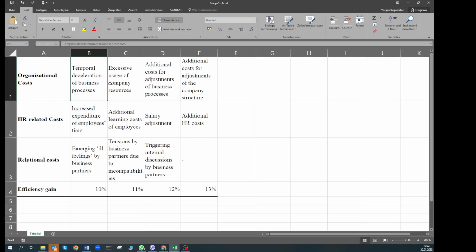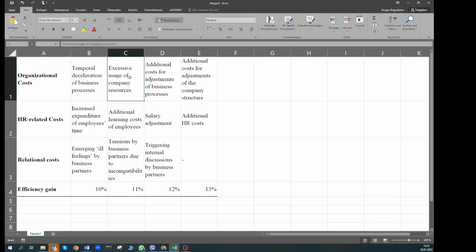So for example, if I find something significant for this item, excessive usage of company resources, it means that it is significantly different to temporal deceleration of business processes. It means that if a user sees a solution that offers either temporal deceleration of business processes or excessive usage of company resources, then with the degree of significance that we have attained, the person will tend to choose, let's say, excessive usage of company resources.